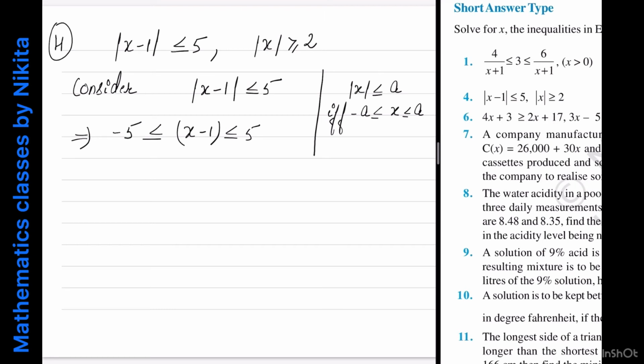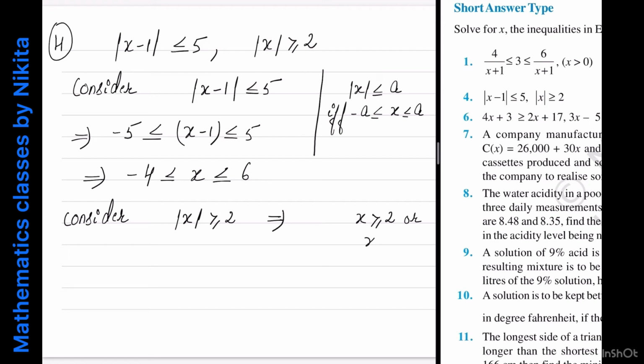Mod of x is x if x is greater or equal to 0, and mod of x is minus x if x is less than 0. So from here you will get that x is less than or equal to 6 and is greater or equal to minus 4. Okay, now consider mod of x greater or equal to 2. This implies what? That x is greater or equal to 2 or x is less than or equal to minus 2.